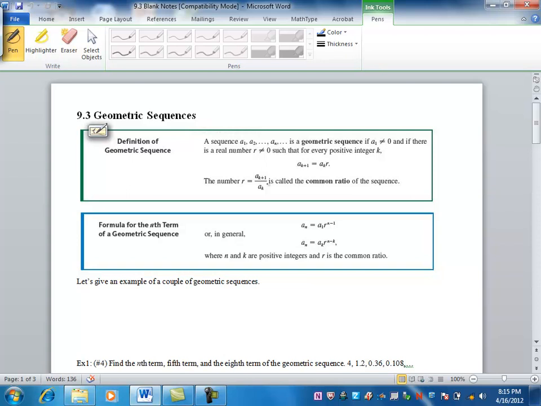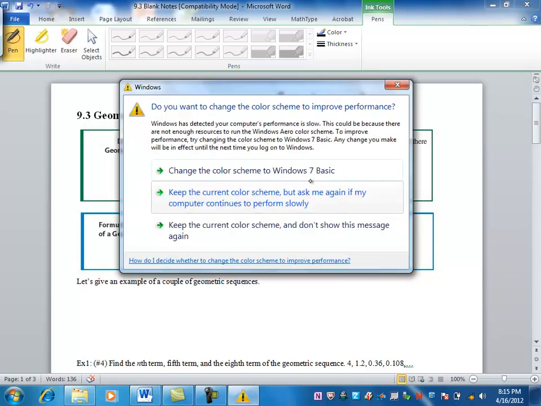Now, with geometric sequences, we have a common ratio, and that common ratio is the ratio of two terms, just like in 9.2 that common difference was the difference of a sub k plus 1 and a sub k. Well, the common ratio here is going to be the ratio of a sub k plus 1 and a sub k. So again, very similar way to get from one term to the next. We simply multiply a term by its ratio. So if we are at the second term, we multiply it by its ratio, we get to the third term.